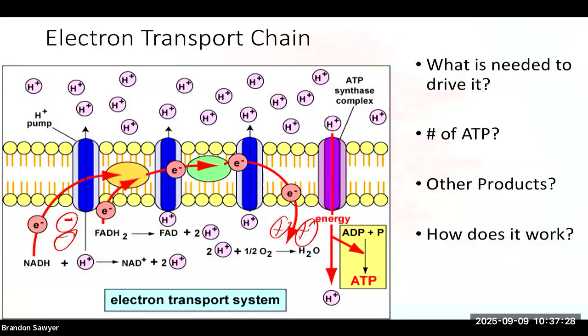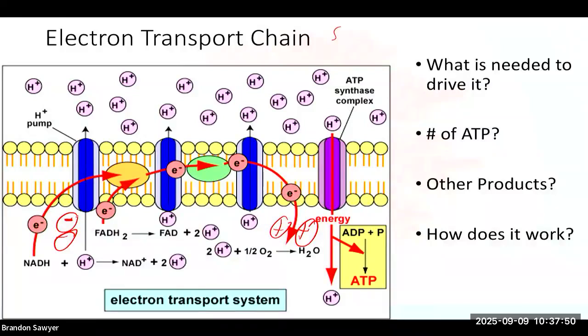There's already a lot of hydrogen ions up here, right? There's not many down here. So we can use the energy of this electron gradient to pump hydrogens up this way. What form of transport would that be from the ones we talked about last week? Secondary active transport.